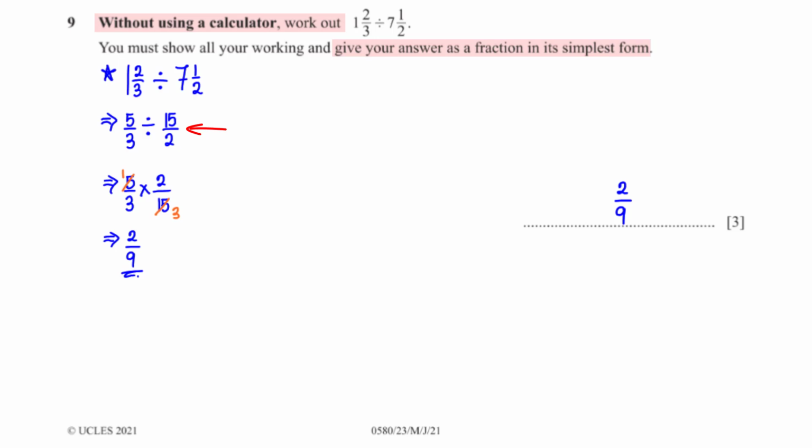In the next step, we replace the division symbol and multiply 5 over 3 by the reciprocal of 15 over 2, which is 2 over 15. 5 goes into itself once and goes into 15 3 times. For the numerator, 1 times 2 is 2, and for the denominator, 3 times 3 is 9. So our final answer here is 2 over 9.